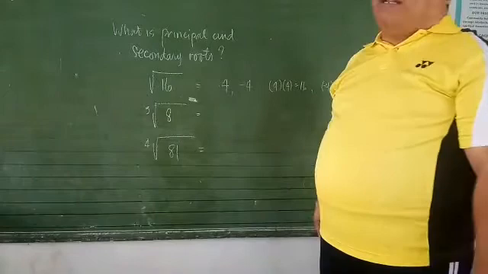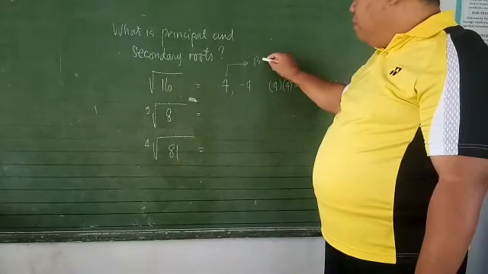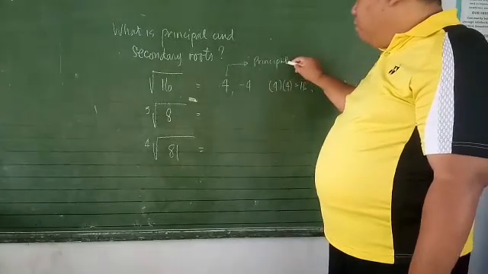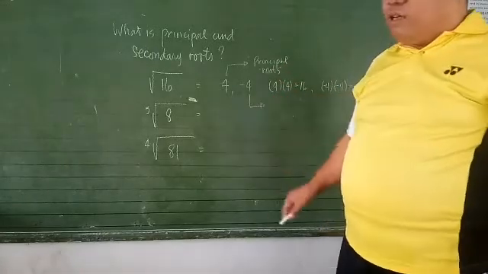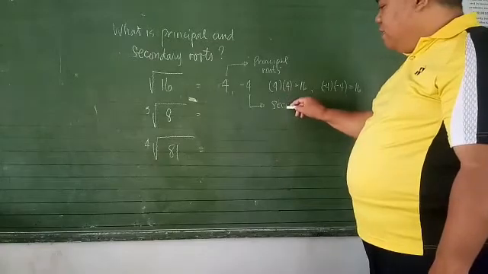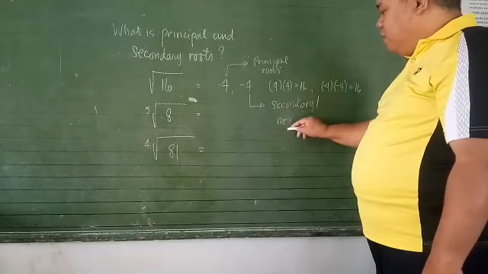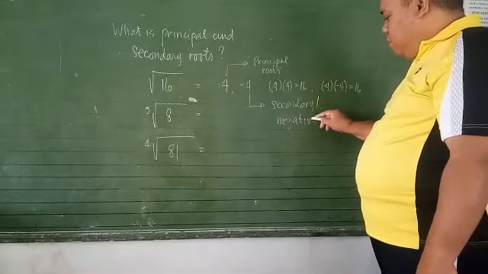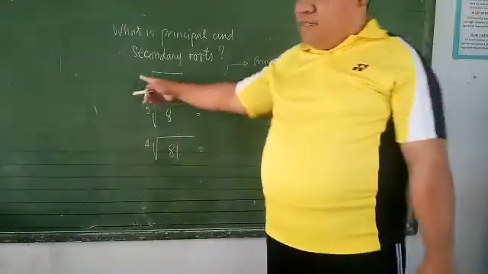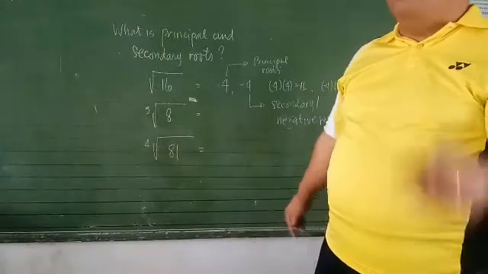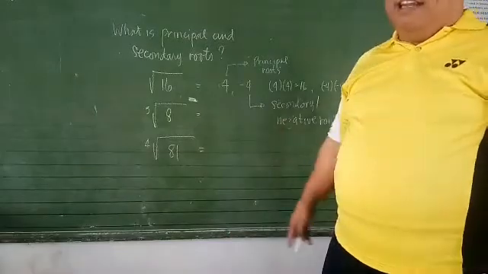So how can we classify those roots? The positive one is what we call the principal root. Now what about this negative one? This negative one is what we call the secondary, or the negative root. So remember, again, kapag even ang inyong index, laging dalawang roots niyan. One is the principal root, which is the positive root, and the other one is the secondary root, which is known as the negative root.